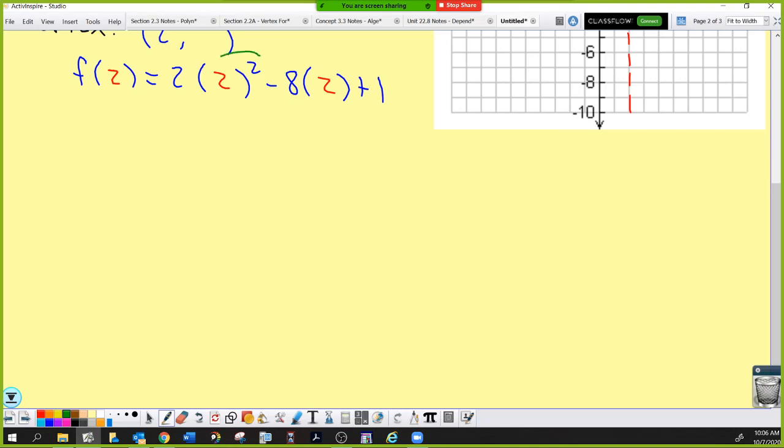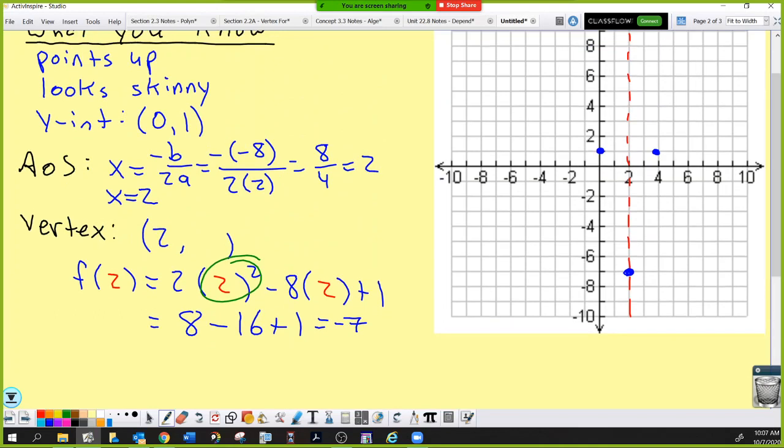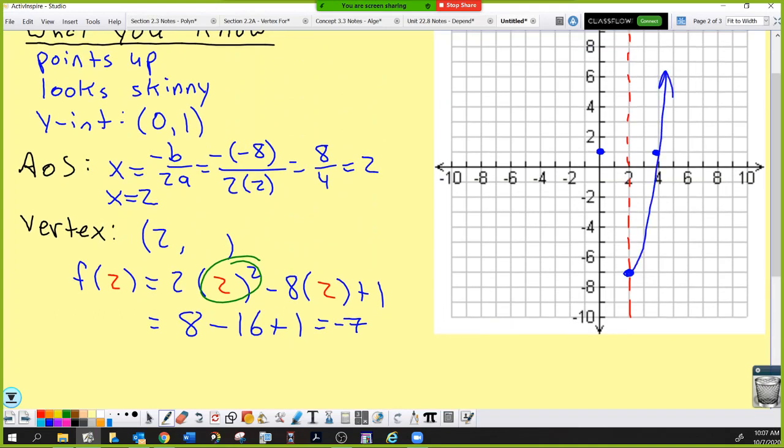PEMDAS says exponents come before multiplication. So that is 2 squared, but then there's a 2 in front. So 2 squared is 4 times 2 is 8. 8 times 2 is 16. Well, 8 plus 1 is 9, and 9 minus 16 is negative 7. So your vertex was there, 2 comma negative 7. And then you can connect your dots and get this very skinny quadratic.